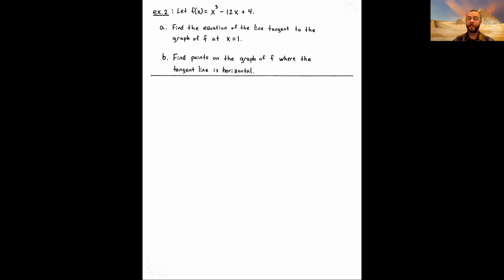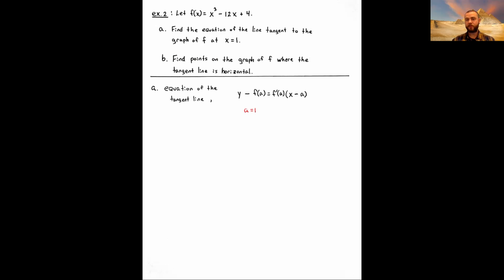All right, let's go through part A. Part A is not a tricky or difficult problem, but if you don't recall the basic formula for the equation of a tangent line, then you're likely going to get stuck. So here is the standard basic version for the equation of the tangent line at some point A. And for the problem, we're told find the equation of the line tangent to the graph at x equals 1. In this formula, we're going to use A as 1. All right, there's really only two things we need to calculate: the original function evaluated at 1, and then the derivative. So first, let's calculate the derivative.